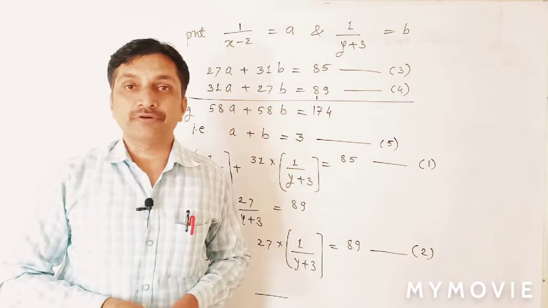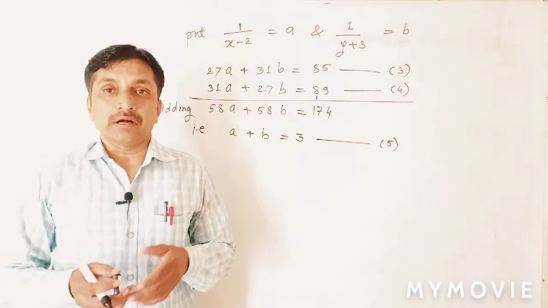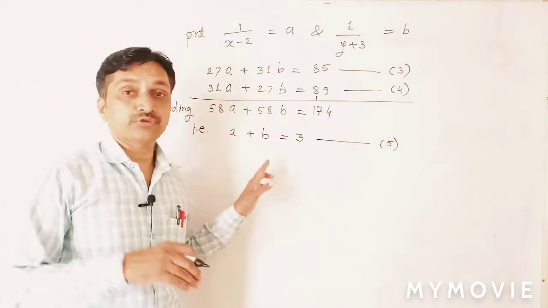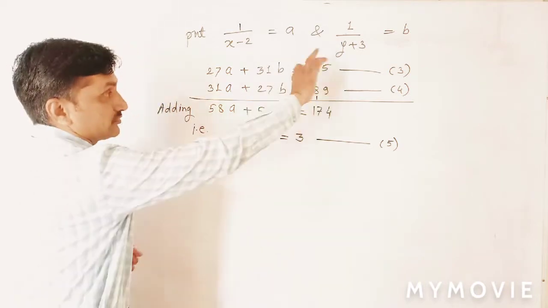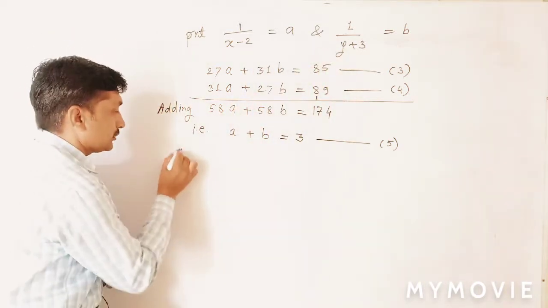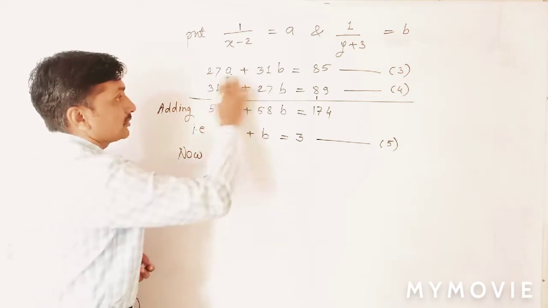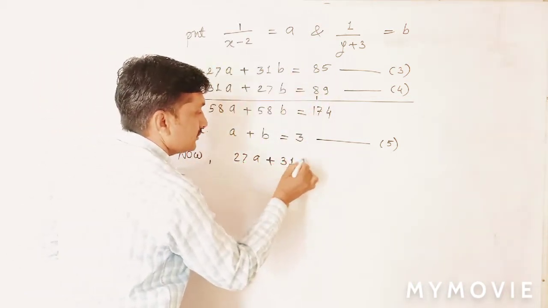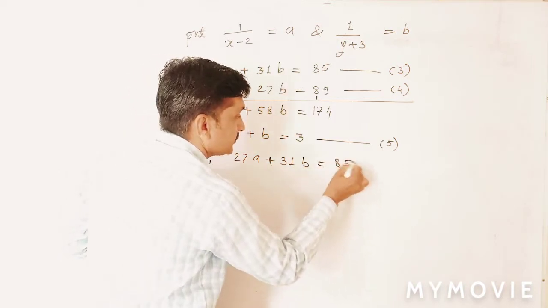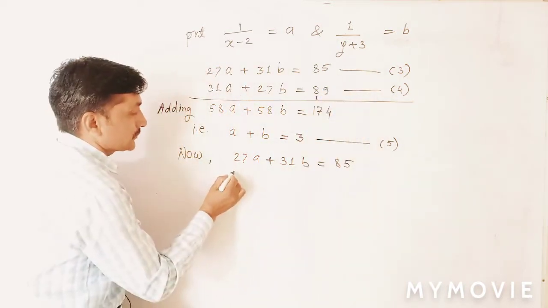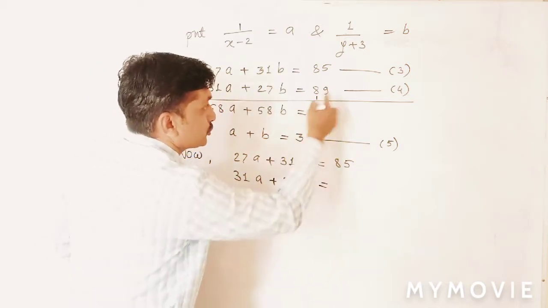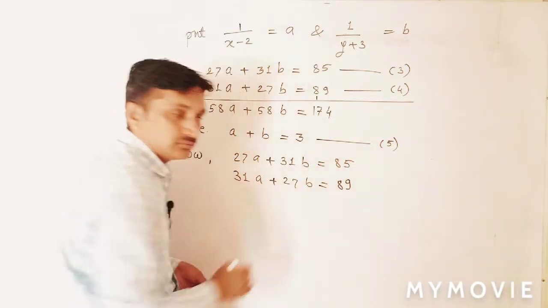Equation number 5. After addition we got 5. Now, second time, you subtract. Same, third and fourth. Now we are going to subtract. Write again third and fourth. 27a plus 31b is equal to 85. This is equation 3 again. 31a plus 27b is equal to 89. This is equation number 4.